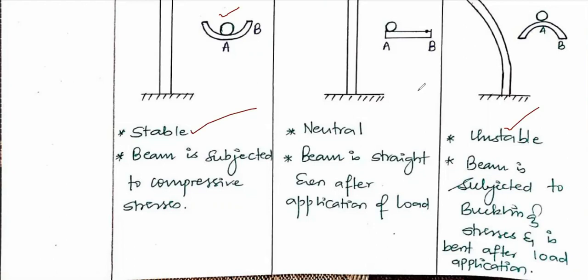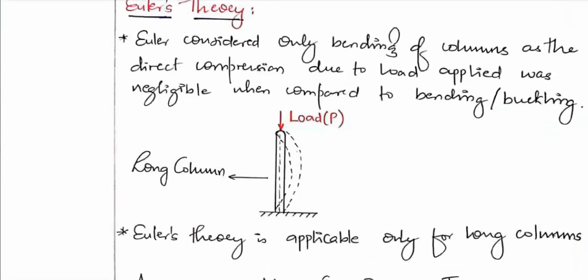Next, with this backdrop, I'll be moving to Euler's theory of bending. Euler is a scientist who gave us the theory for bending. Euler considered only bending of columns, as the direct compression due to load applied was negligible when compared to bending or buckling.